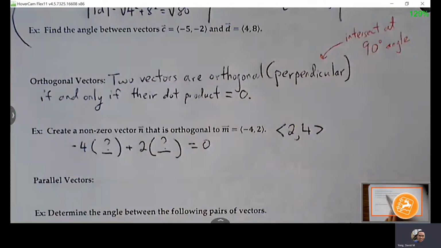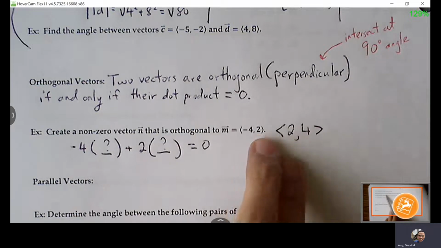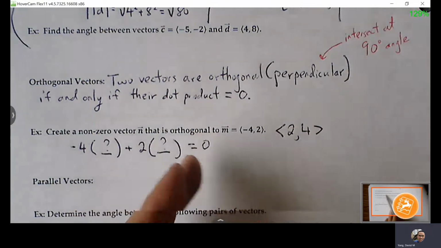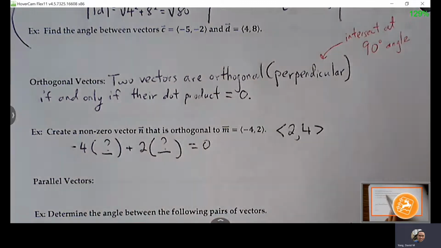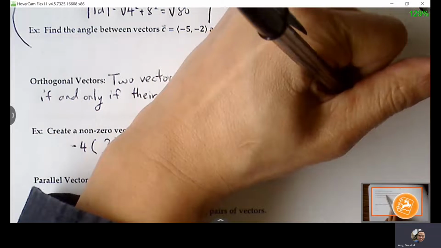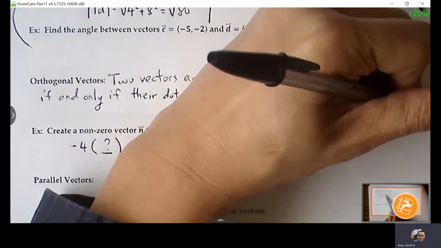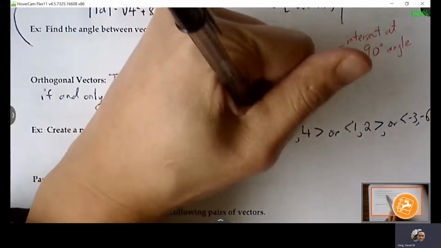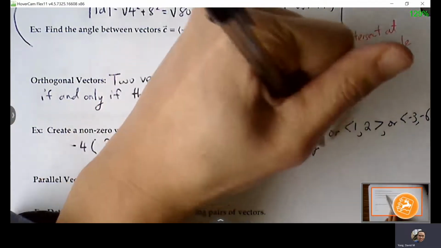So 2 and 4 works, 1 and 2 works, -3 and -6 works. Right? So basically, any vector that you can come up with, you can always find a vector that will allow for things to cancel out to be 0. Basically, infinitely many possibilities.